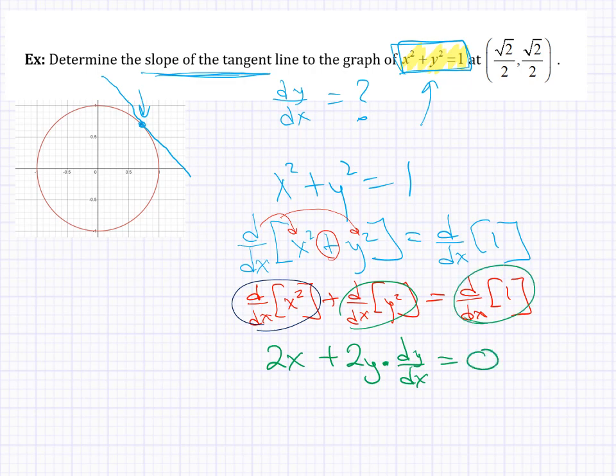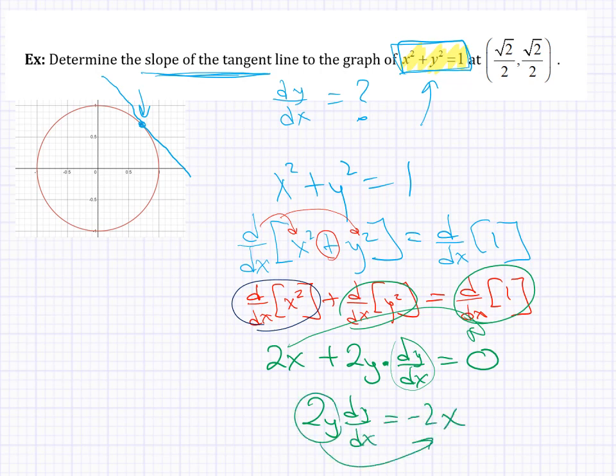So then what we're going to do is get the dy dx by itself. So we're going to move the 2x to the other side. So I'd have 2y times dy dx equals minus 2x. Then I divide by 2y, and I would get dy dx equals negative 2x over 2y. I could cancel these 2's, and so I get negative x over y.